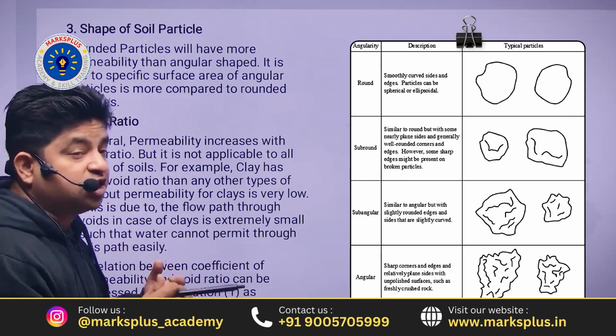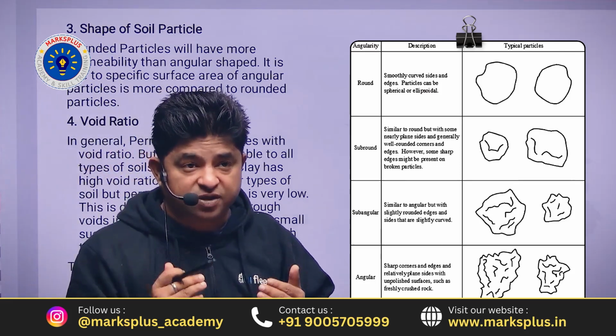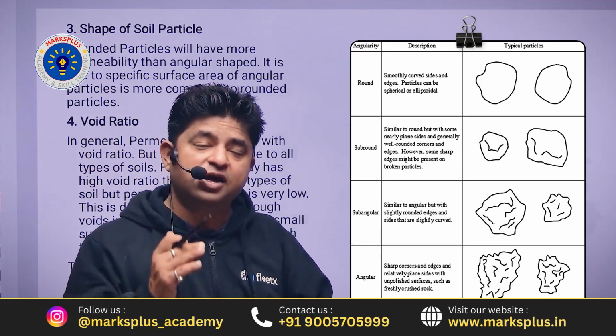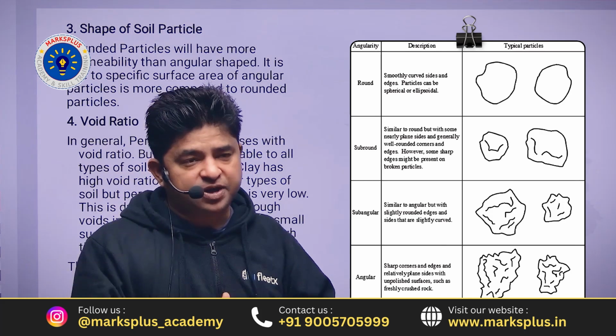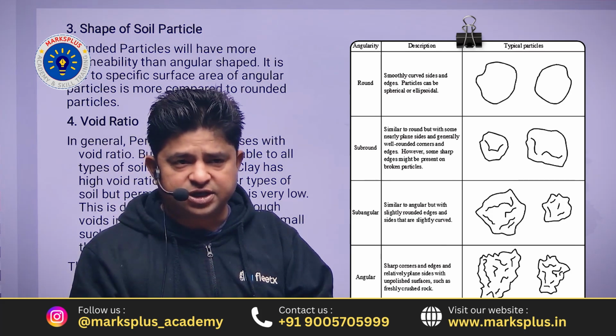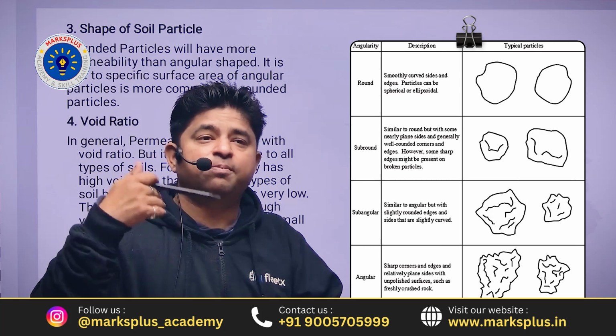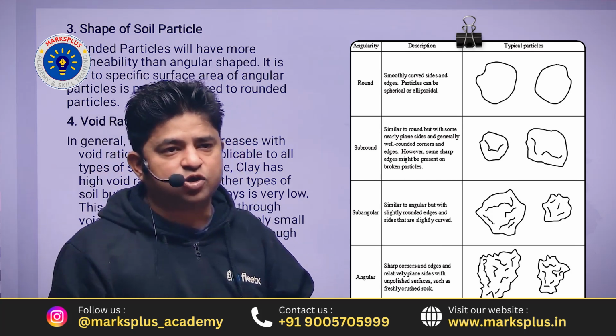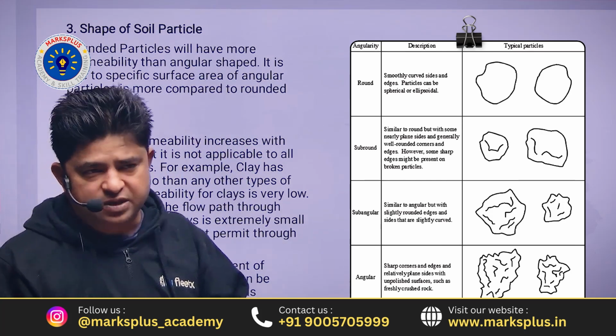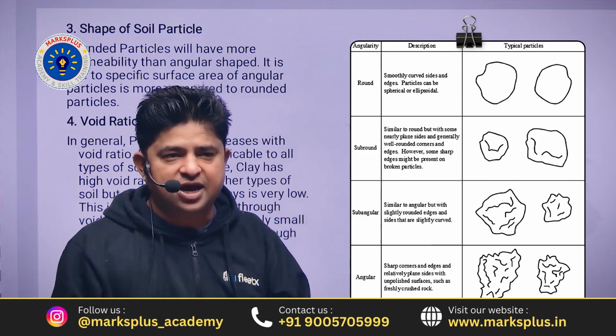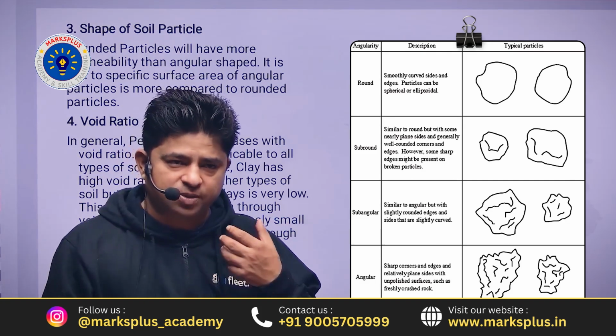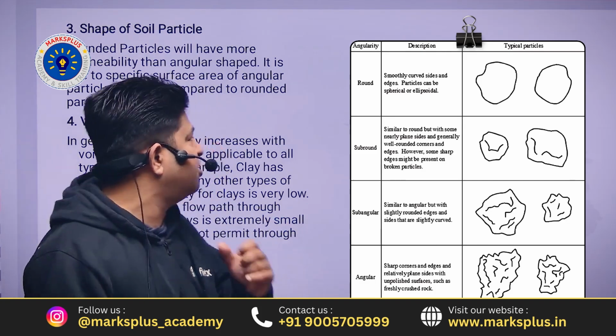Why? Because the specific surface area of the rounded particle is always lesser, which means if specific surface area decreases, then permeability will also increase. So rounded particles have a lesser specific surface area, so we can say that the permeability of the rounded particle will be higher as compared to angular shaped particle.